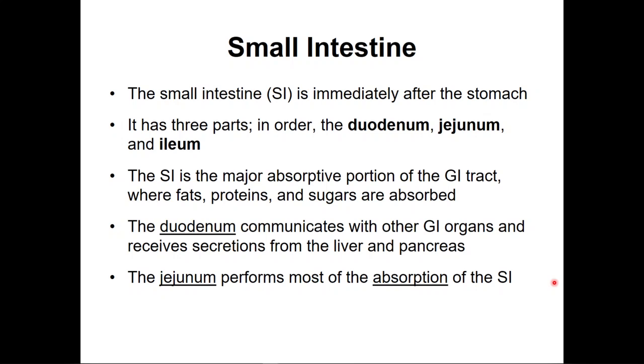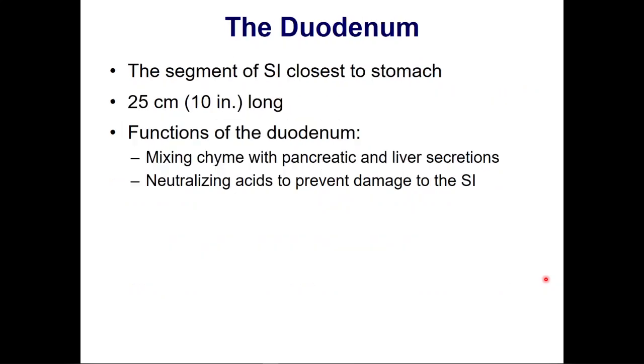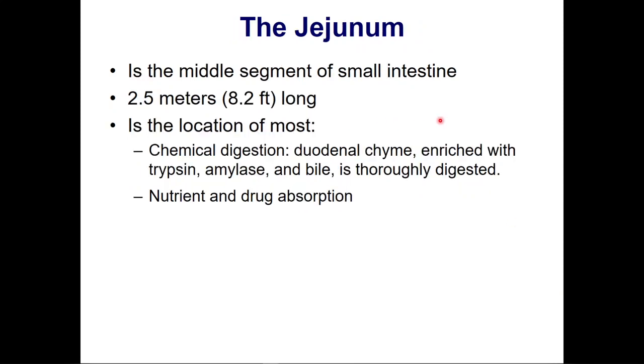But then when it moves on to the jejunum, it's a very, very long tube where constant mixing and absorption occurs. It has to be very long to give a long time for absorption to occur, because the goal would be pretty much 100% nutrient absorption. So again, the duodenum is only about 10 inches long. The jejunum is about 8.2 feet long, much, much longer. Like I said, everything is happening here.